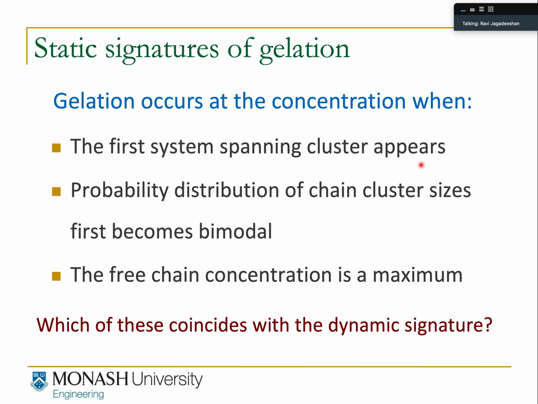The first one says, what is the concentration at which you have a system spanning cluster, when this first appears, or when does the probability distribution of chain cluster sizes first become bimodal? And finally, people also use the idea of the concentration of free chains, that is those that have no interchain interactions: when does this concentration first become a maximum? And either of these could be used as a signature of gelation.